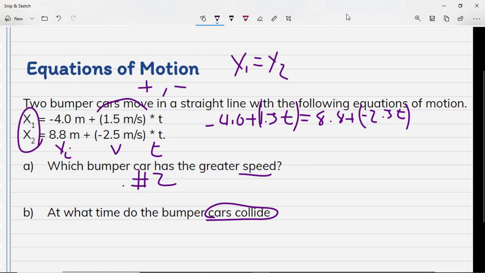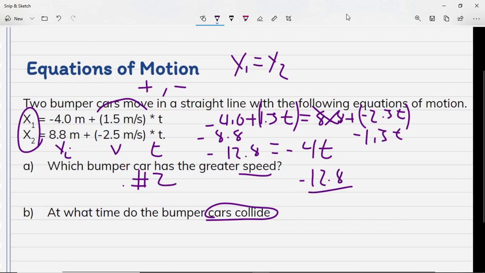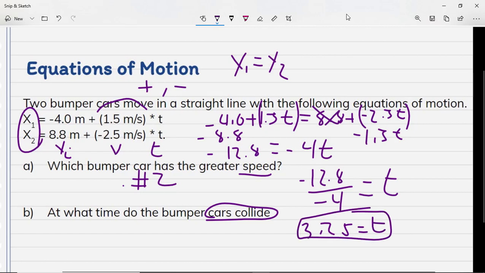I'm going to subtract 8.8 on both sides. It gives me negative 12.8. And then I'm also going to rearrange 1.5 as well. And then I just solve for t. So negative 12.8 over negative 4 equals t. 3.2 seconds is my final answer.